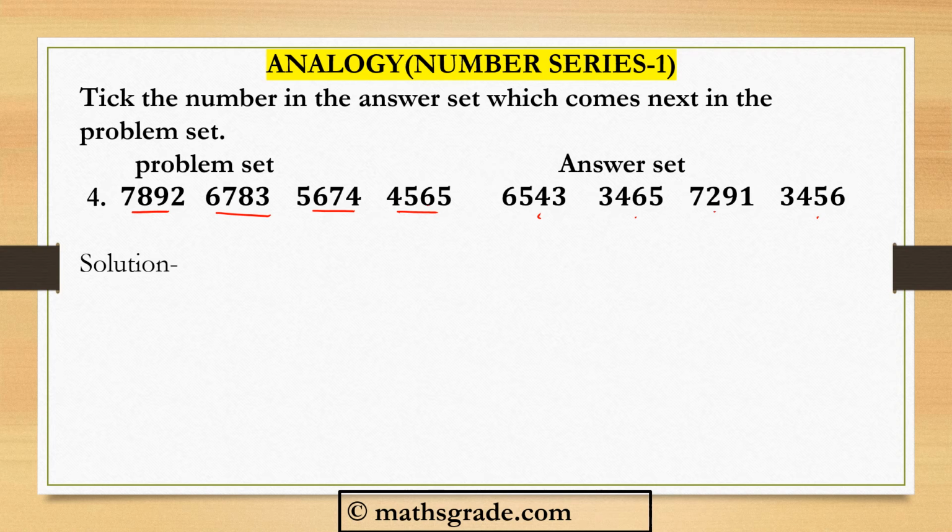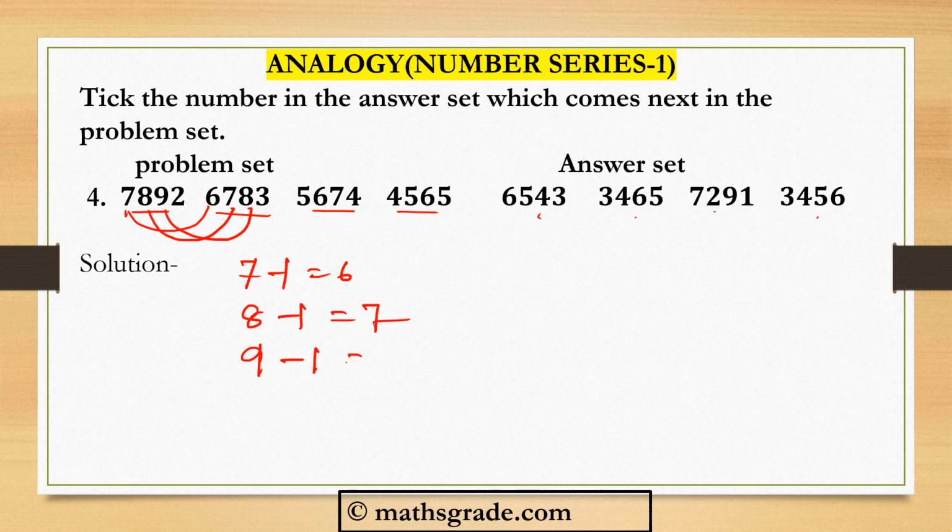The first number in the problem set is 7,892 and the second number is 6,783. If we observe these two numbers carefully, then we find that the first digit is 7 in the first number, and in the second number it is 6: 7 minus 1 is 6. 8 minus 1 is 7. 9 minus 1 is 8. And 2 plus 1 is 3.